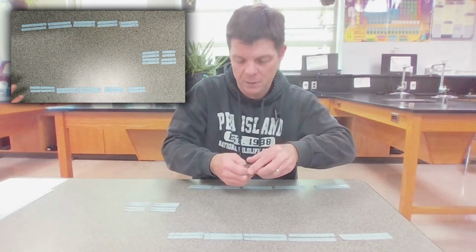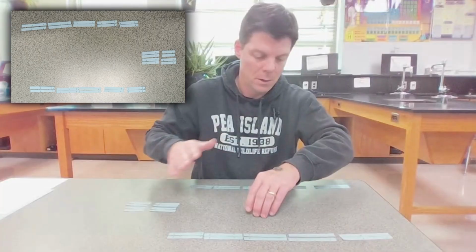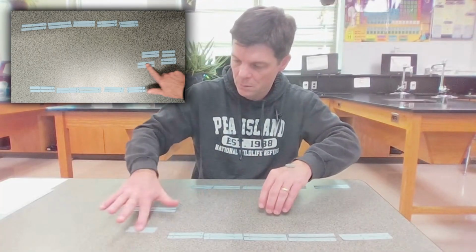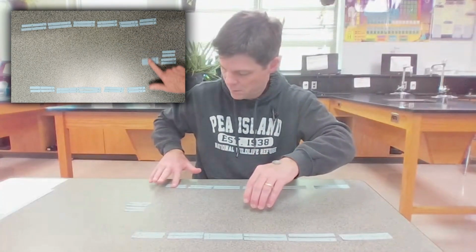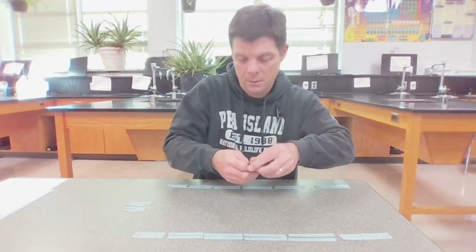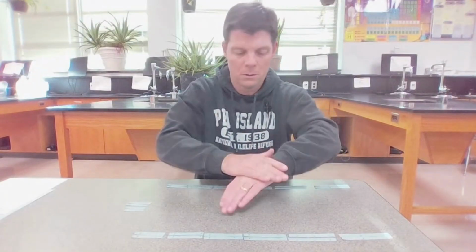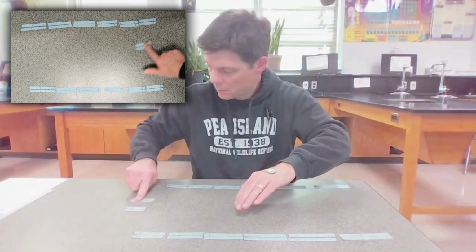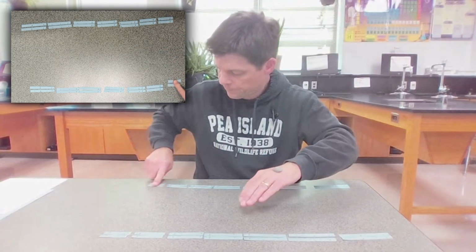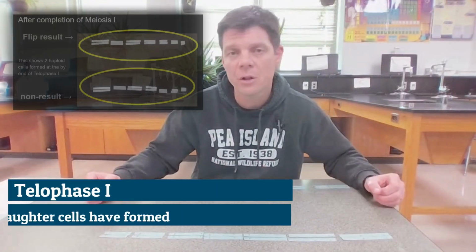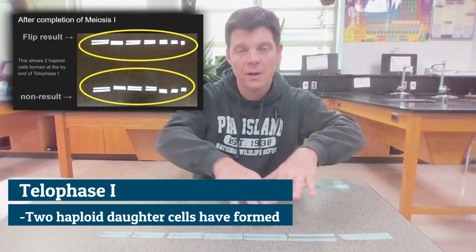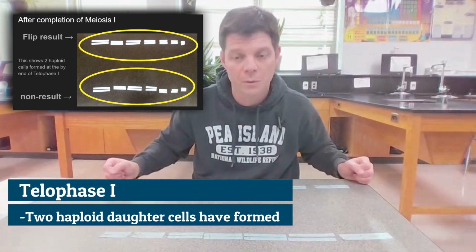2 more flips. I got heads. And then for the allosomes, heads. After completion of the cell division, we now have 2 cells that have these 2 groups of chromosomes.